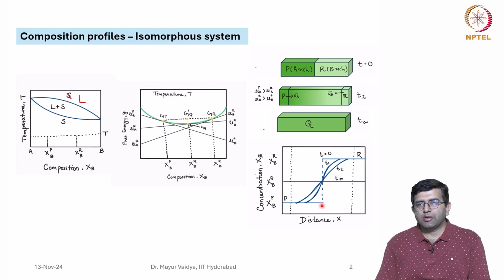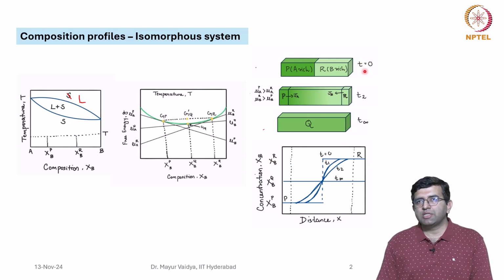So, here you see that initially in this block the composition corresponds to XBP, which is here, and after the interface it corresponds to XBR, which is here. Let us say in between 0 and T2 there was some time T1. If we draw the profile, the B will continue to move from R to P. Therefore, you will see that there is this region here which is now getting depleted in B. The composition is less than XB of R, whereas on the other side it is getting enriched in B and the composition is higher than XB.